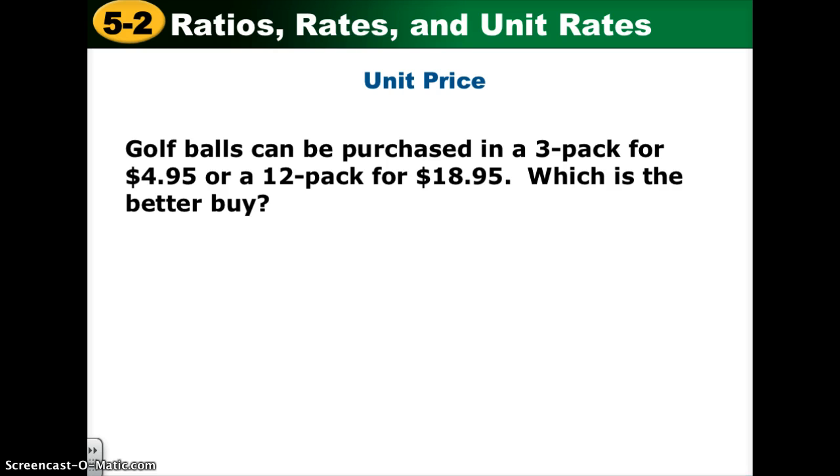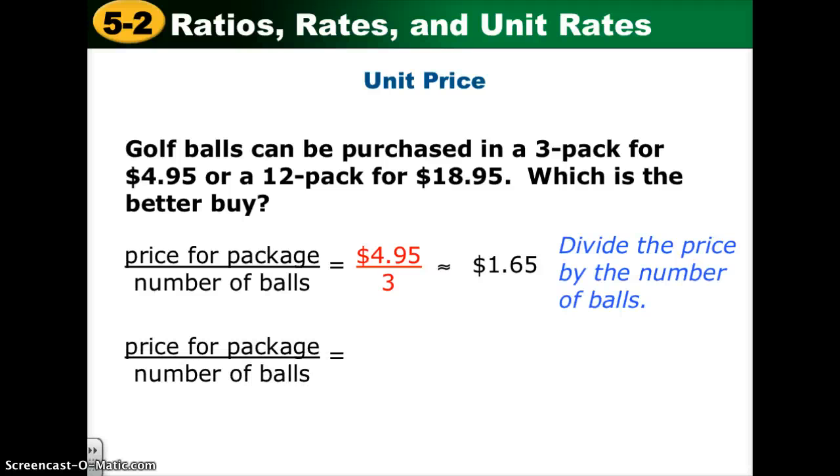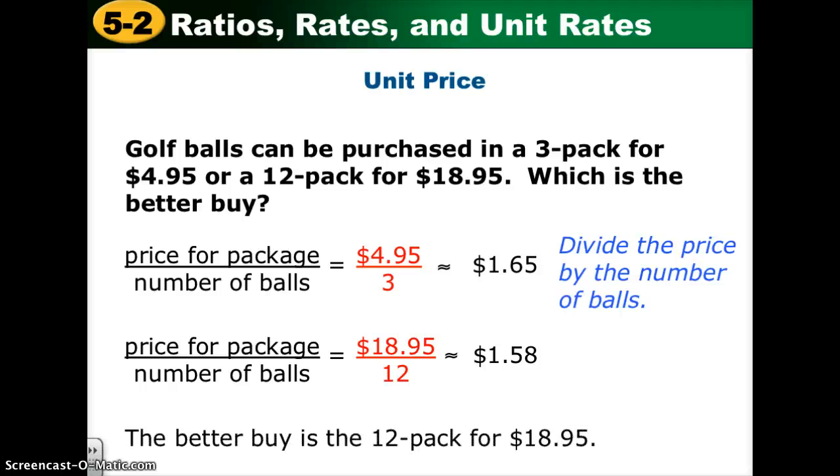Golf balls can be purchased in a 3-pack for $4.95 or a 12-pack for $18.95. Which is the better buy? Again, we're not worried about how many we want, we just want to fairly compare them. Because we have different sizes, we need the price divided by the number of golf balls we get for that price. So for $4.95, we can get the 3-pack, which is approximately $1.65 per golf ball. For $18.95, we get the 12-pack. Divide that, we get $1.58 per golf ball. So the 12-pack for $18.95 would be the better buy.